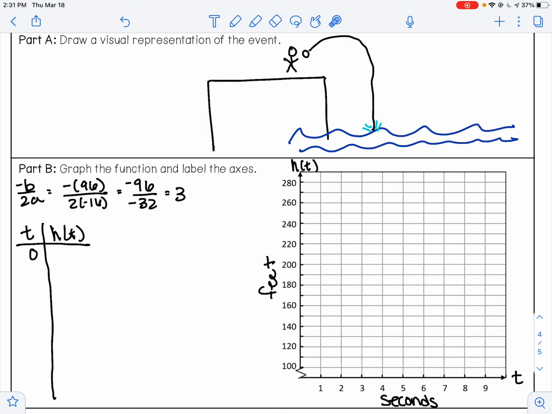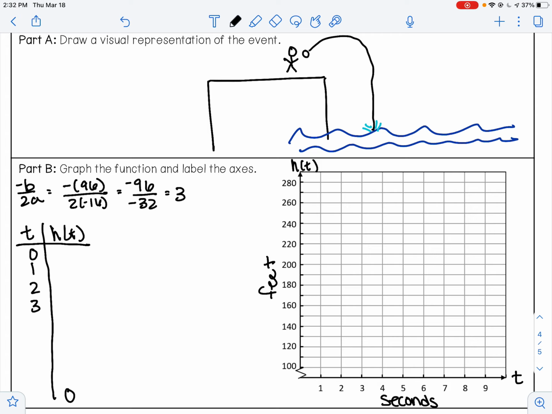And I know the vertex, so this part over here, that's going to be after 3 seconds. So we at least need to get to 3. And then I want to keep going until the event is over. So I want to go until when the rock hits the water. And so that is going to be when the height is 0, because now it's in the water. Think about it like it being on the ground. And so when it hits the water, it's done. And so we'll have to keep going until we get to 0 for our height.